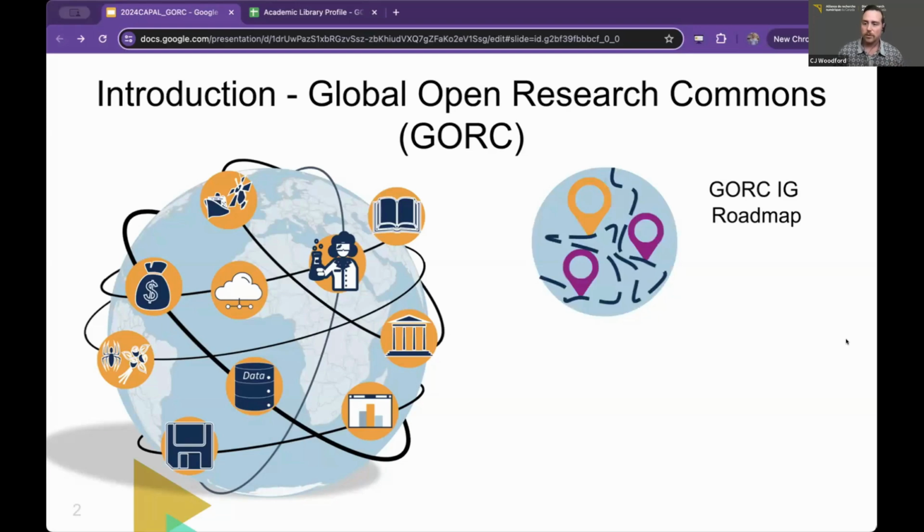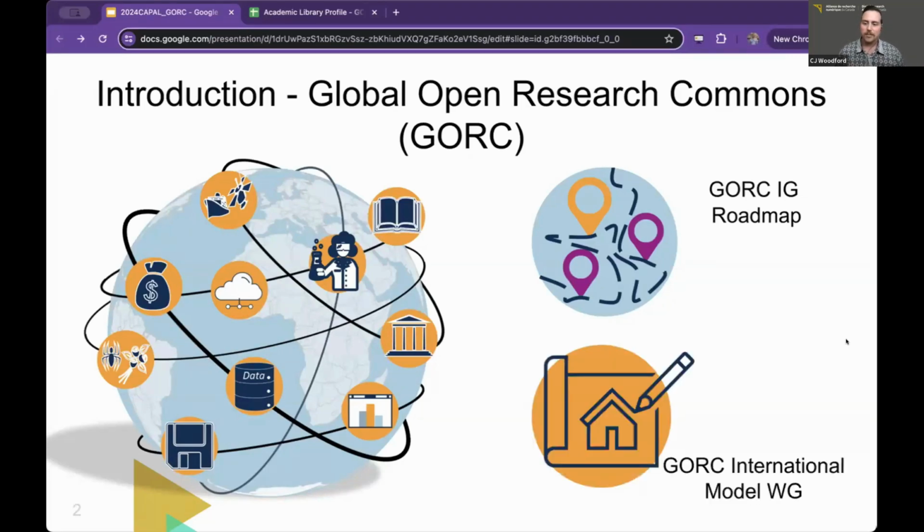Part of getting towards this really grand idea of all these things working together seamlessly, the Research Data Alliance had an interest group formed called the Global Open Research Commons Interest Group. Their main mandate was to create a roadmap of how we get to global interoperability and interoperation of all of these digital research infrastructures that make commons, and then the commons that work together. The interest group realized that you can't make a roadmap on how you get there if you don't know what you're talking about. So the Global Open Research Commons International Model Working Group was formed to support that work.